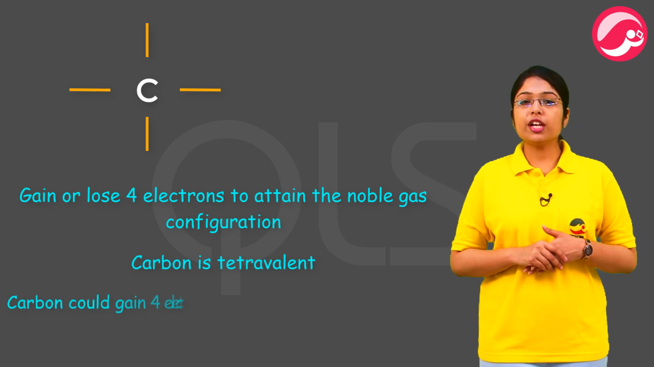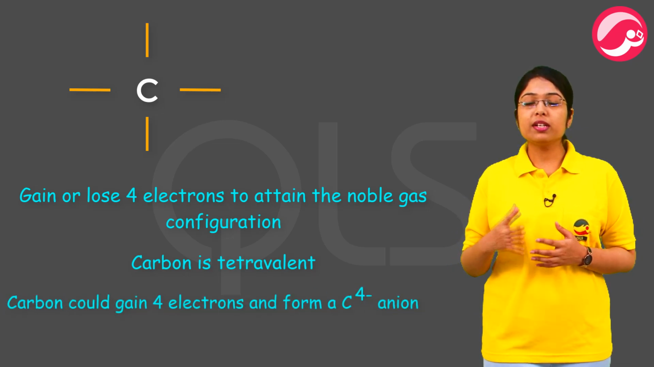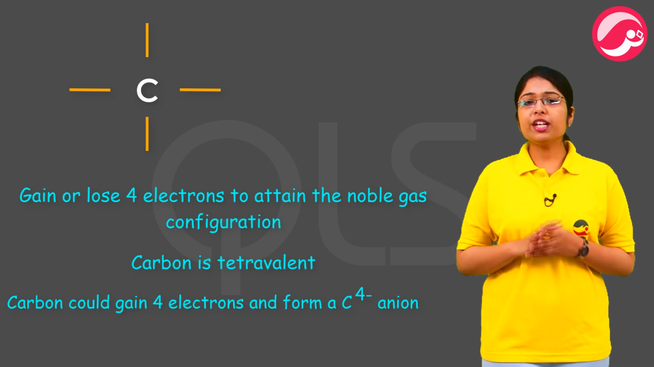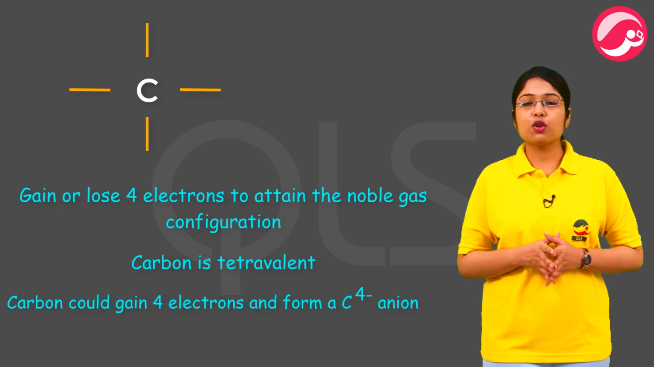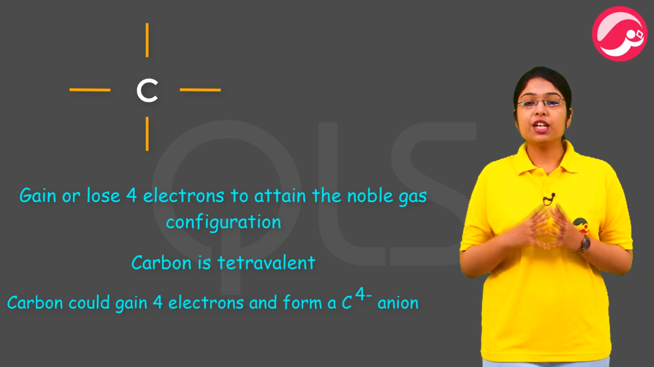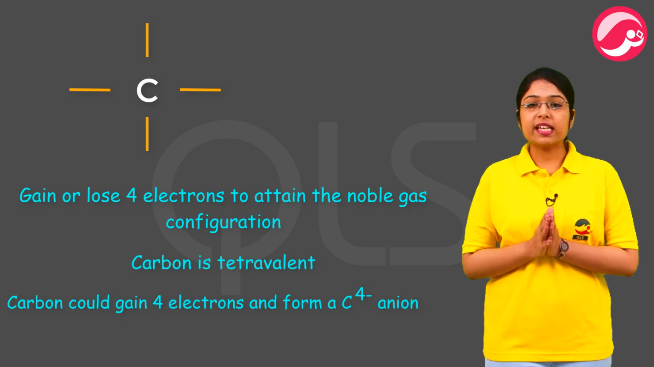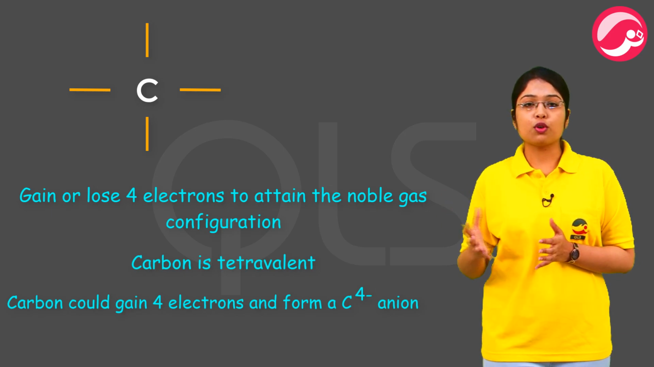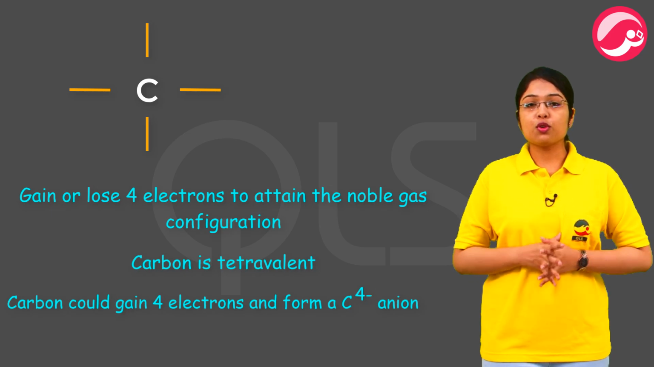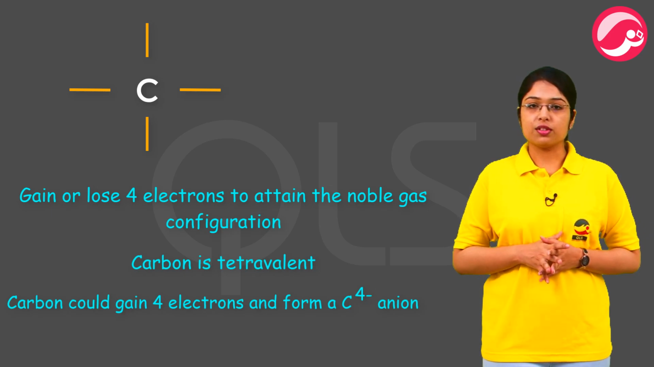It could gain 4 electrons and form a carbon anion, C4 negative anion. But it would be difficult for the nucleus with 6 protons to hold on to 10 electrons, meaning 4 extra electrons. Nucleus के लिए हम जानते हैं कि एटम के अंदर equal amount of protons and electrons होते हैं. So, it would be difficult for 6 protons to hold 10 electrons.